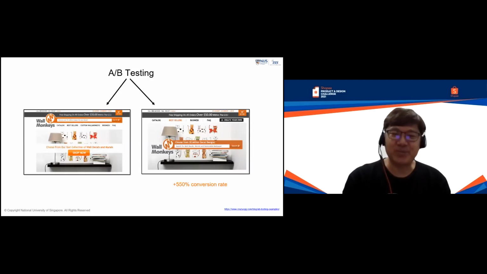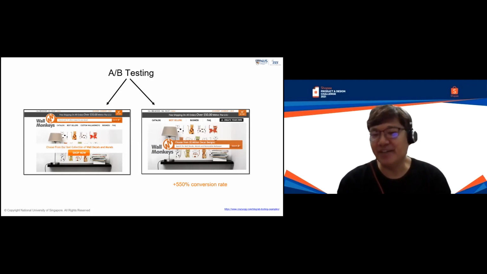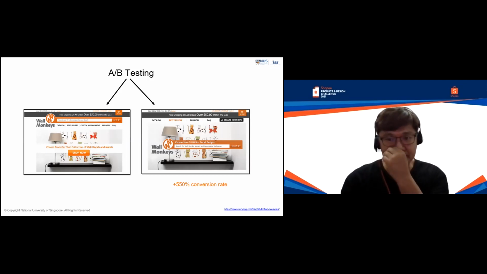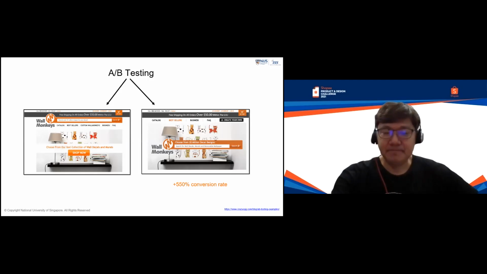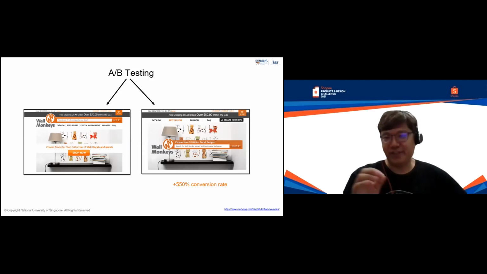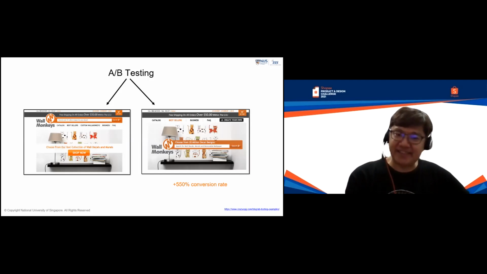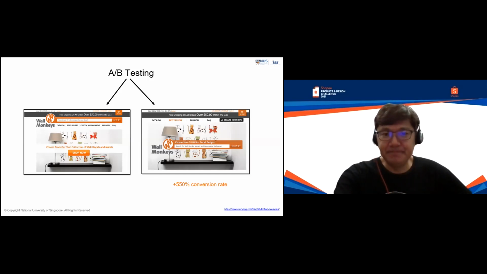And then in this one, they used highlights for the search bar. They put a search bar there, and when they highlighted this area, they increased the conversion rate by 550%. But the same, if you are focusing on conversion rate, you can do that. But you really have to understand your product purpose.